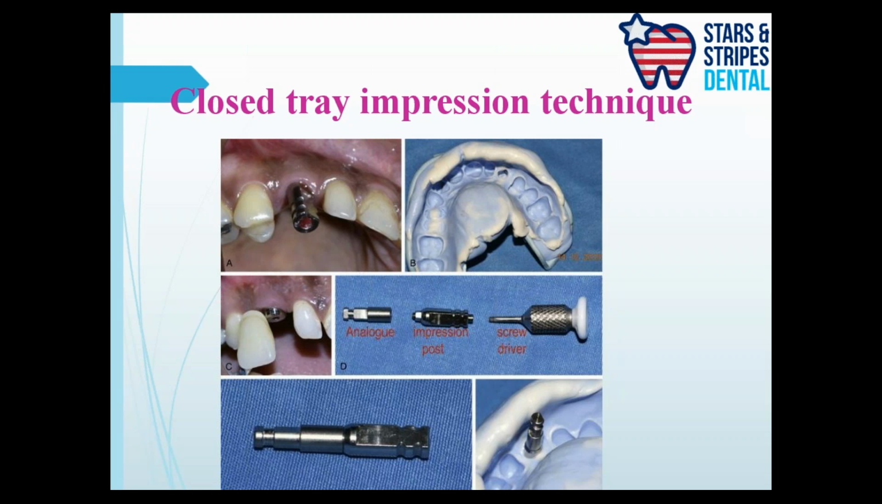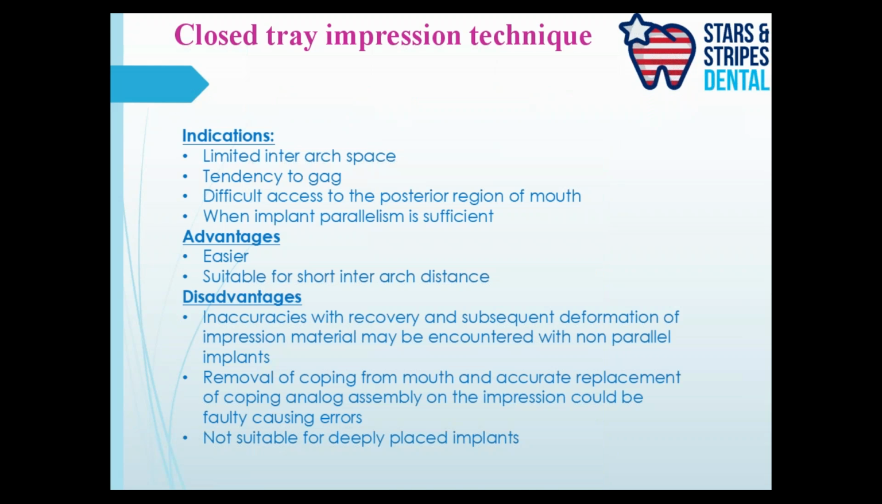Let's see. Okay, so this is a case description of the closed tray impression technique, as you can see, and this discusses everything that I just talked about. So you are putting the impression post in the patient's mouth, taking the impression, you have the analog and impression post screwed together, and then you're putting it back in the impression, aligning it properly. Okay, so I hope you understand the closed tray technique now.